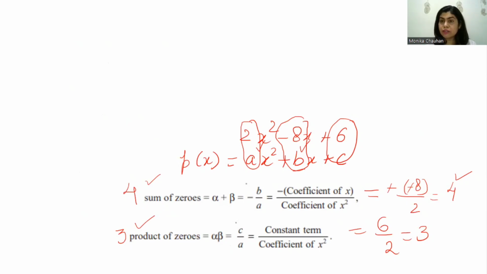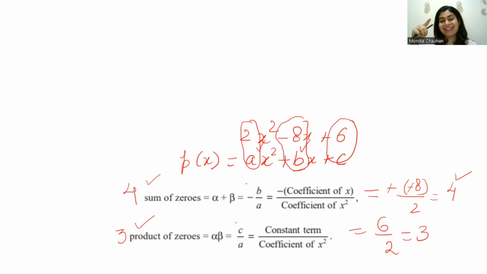I will advise, instead of remembering it, just understand a general quadratic polynomial: minus b upon a and c upon a. But before that, you should have in your mind that b is the coefficient of x and a is the coefficient of x square. Then it is very easy for you to go forward. I hope this is clear. I hope this makes sense, what we have done. Okay, we will do one more practice.